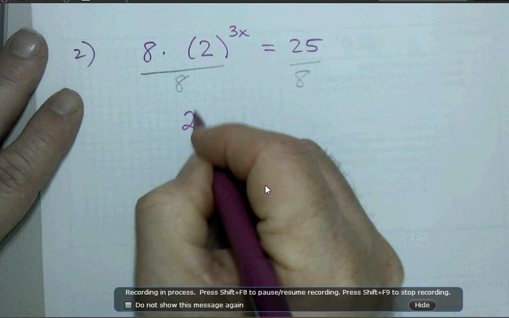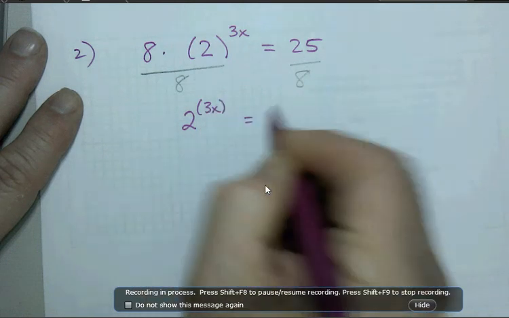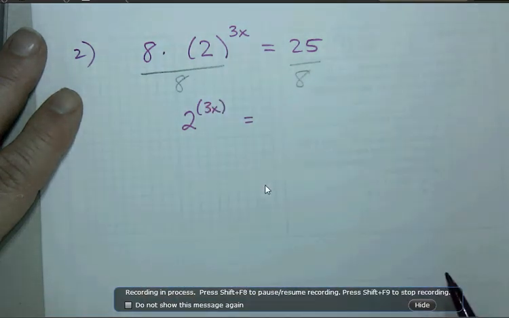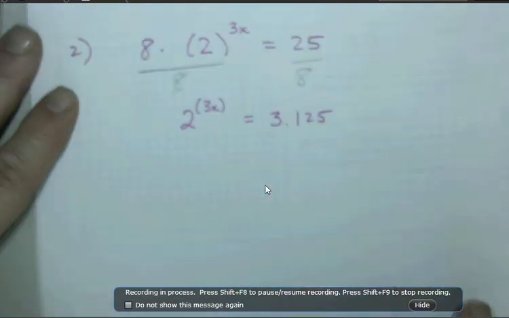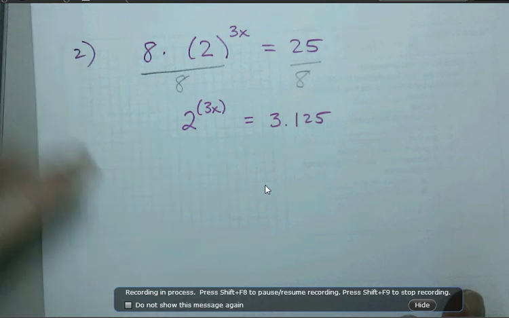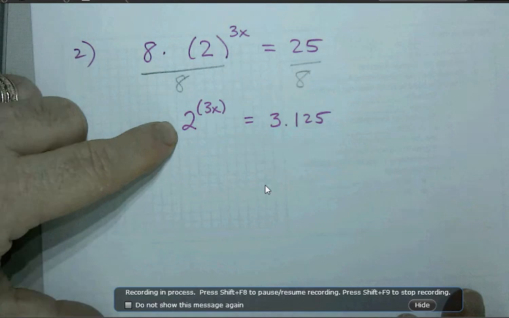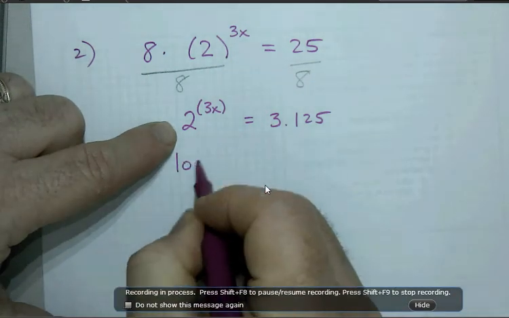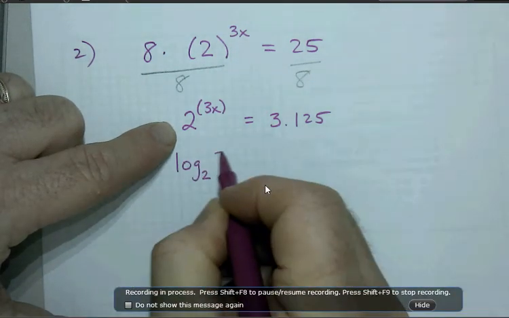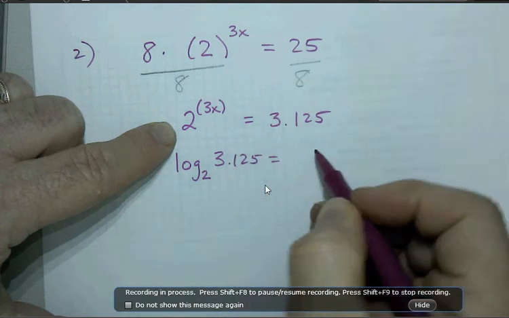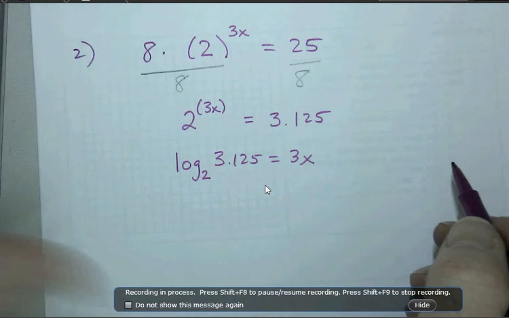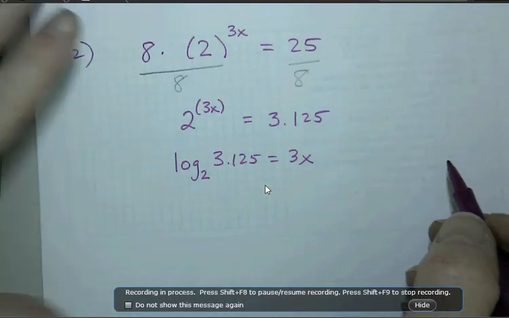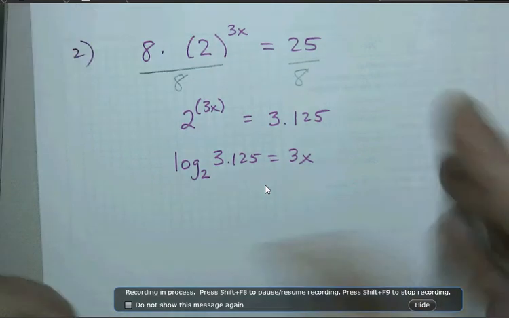Over here, I'm going to be left with 2 to the 3x power. The whole 3x is in the exponent. And 25 divided by 8 is 3.125. Since that stops and doesn't go on forever, I'll write the whole thing down. Now I'm asking what power of 2, that's the same thing as saying log base 2, of 3.125 gives me this exponent, 3x. So that work that we did in Delta Math where we were rewriting is helpful here, thinking about where all the pieces go.